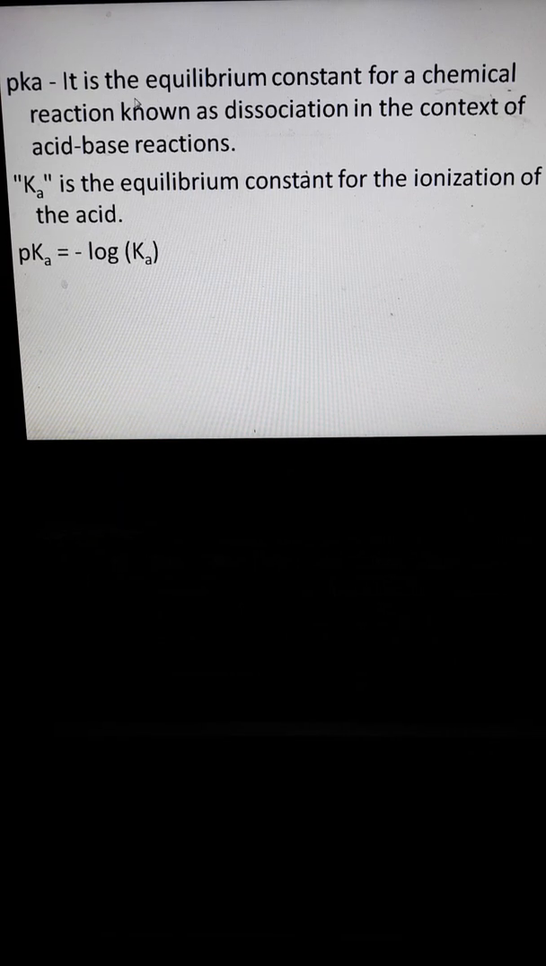So Ka is the equilibrium constant of the chemical reaction known as dissociation in the context of an acid-base reaction. Ka is the equilibrium constant in the ionization of the acid. When you say ionize, there is already a transfer of electrons. So for the computations, pKa equals the negative log of your Ka, or your equilibrium constant.